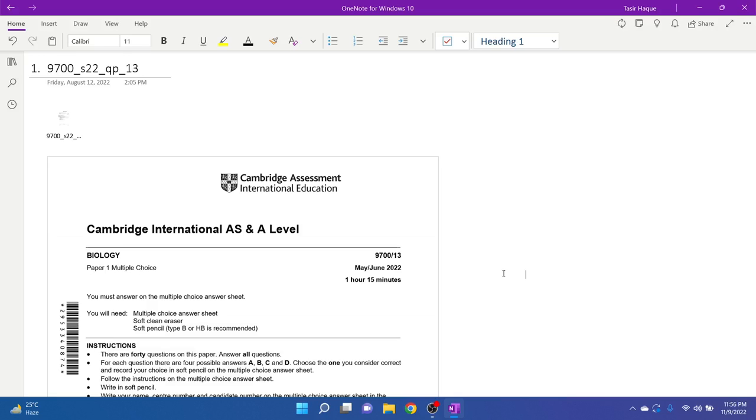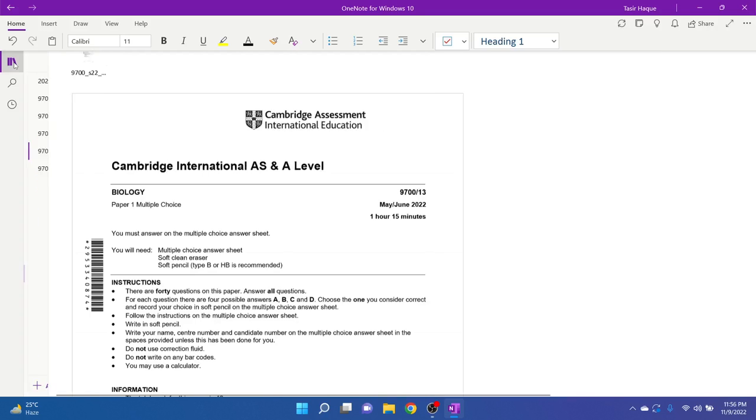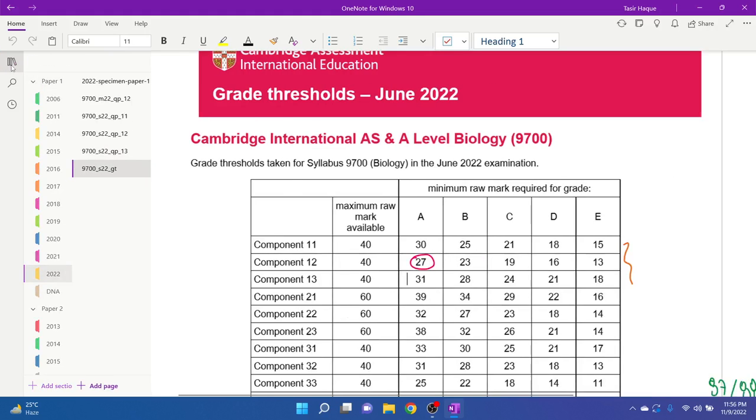Hey guys, we're solving this bio paper today. This is the last paper in the paper 1 series from 2022, 9700, paper 13. Let's take a look at the threshold.